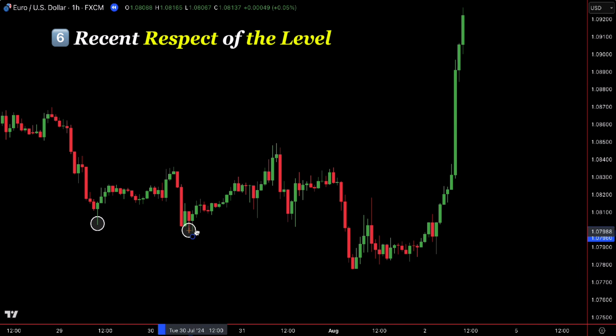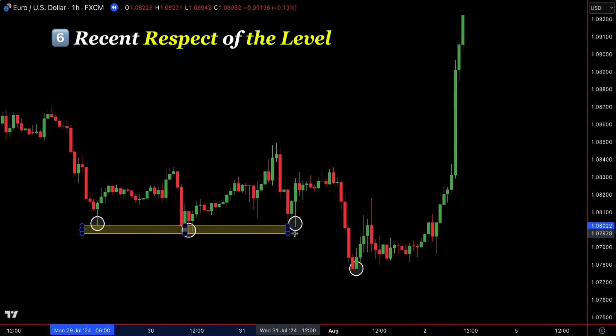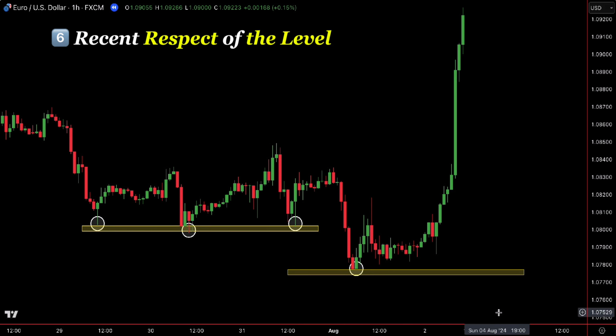Recent respect of the level. Fresh levels matter more than old ones. A level that was tested recently carries more weight than something from several months ago. The market cares about what's happening now, not what happened far in the past. Always give priority to recent price action.